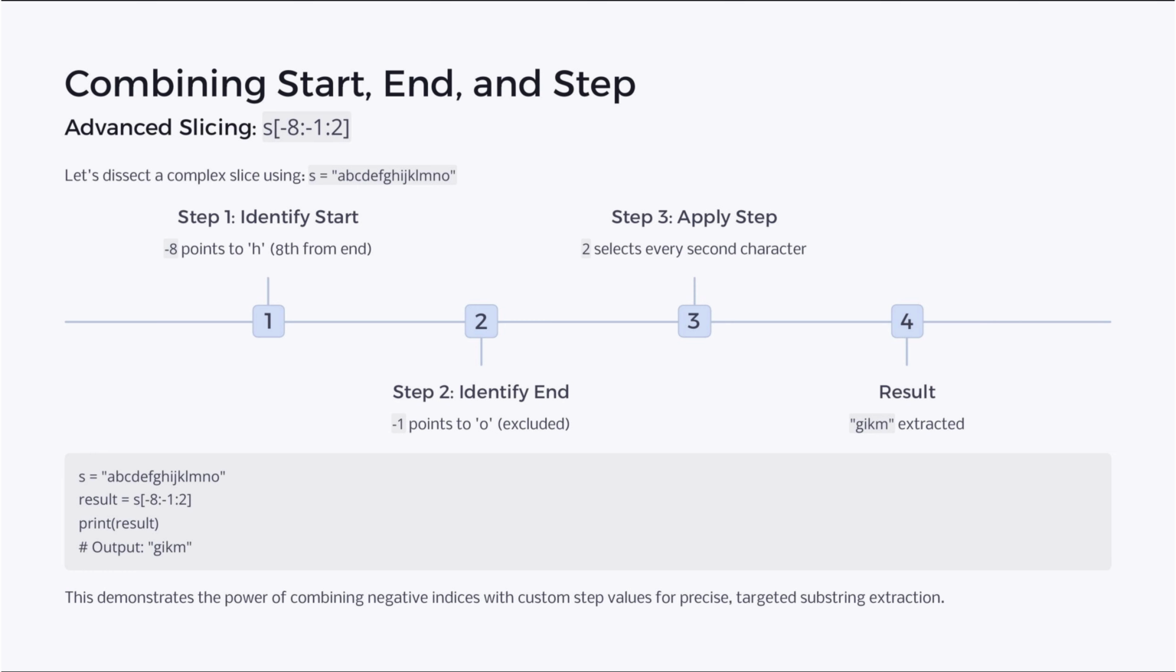Advanced slicing combines start, end, and step values for precision. Using s equals abcdefghijklmno, s[-8:-1:2] starts at H, ends before O, and step 2 selects every second character, resulting in hjln. This technique showcases the power of negative indices and custom steps for targeted substring extraction.